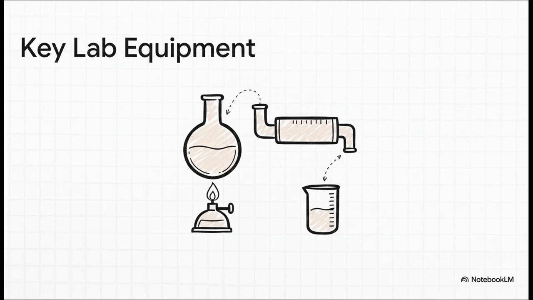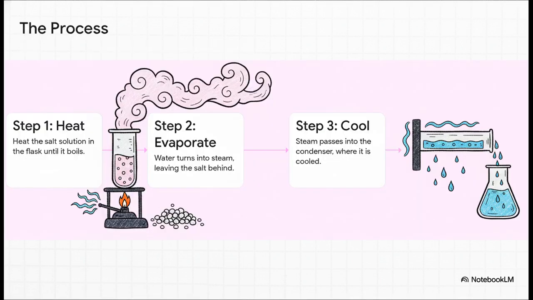You've got your flask to hold the salty water, a Bunsen burner to provide the heat, a beaker to catch what comes out, and the real star of the show, this thing called a condenser. That's the key part. And the process itself is just wonderfully logical. Step 1. We heat up the salt solution till it boils. Step 2, as it boils, the water turns to steam, but the salt stays put in the flask.